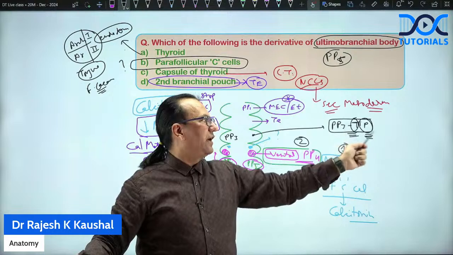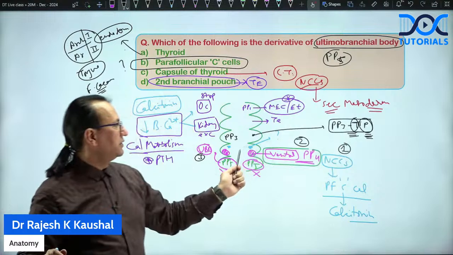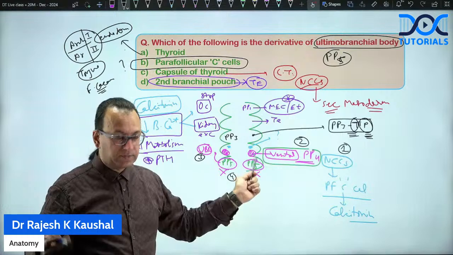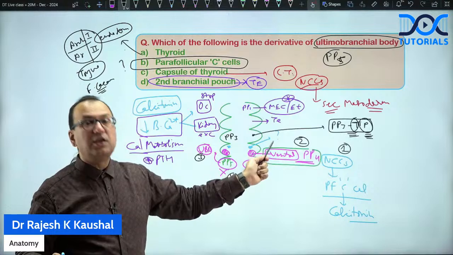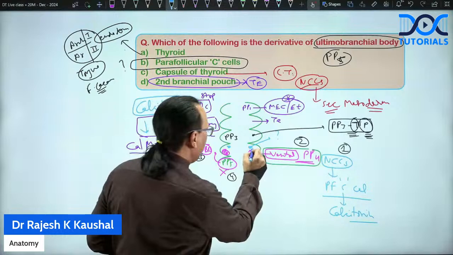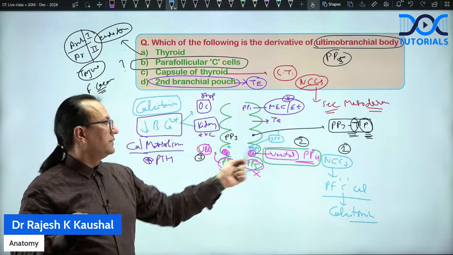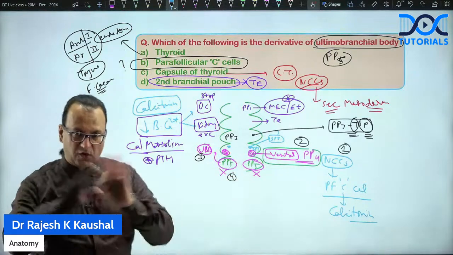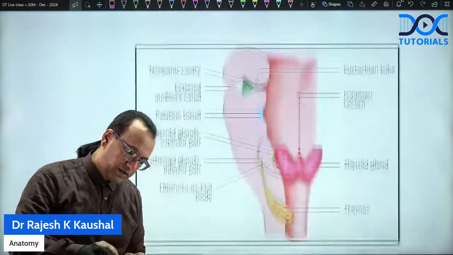If inferior parathyroid comes from pouch 3, then obviously, I asked you a question: what is coming from the dorsal aspect of pouch 4? It is none other than the superior parathyroid. So superior parathyroid is coming from pouch 4, whereas inferior parathyroid is coming from pouch 3. And this all will become clear when you look at this diagram.